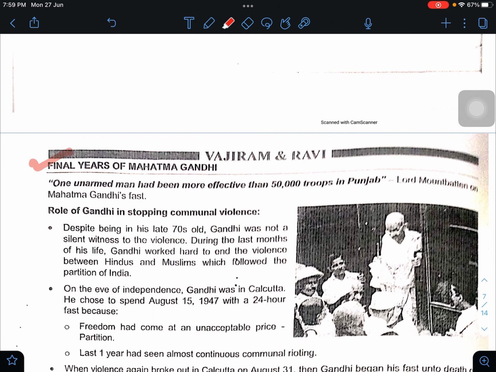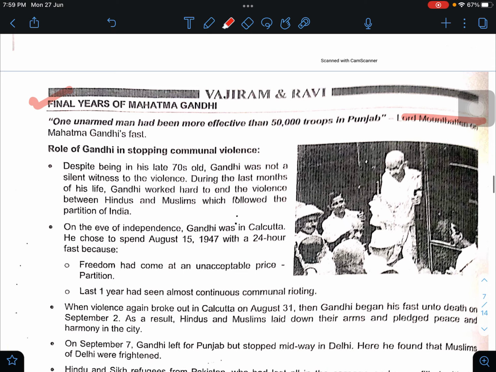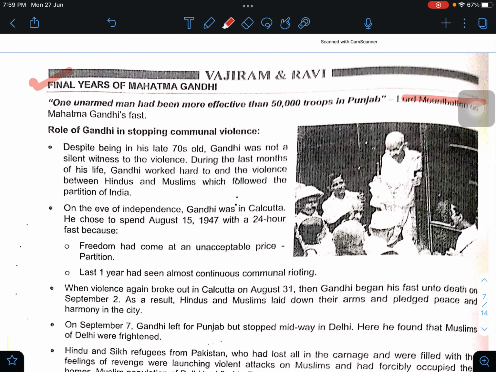One unarmed man had been more effective than 50,000 troops in Punjab. This was said by Lord Mountbatten on Mahatma Gandhi's fast. Role of Gandhi in stopping communal violence. Despite being in his late 70s, Gandhi was not a silent witness to the violence. During the last months of his life, Gandhi worked hard to end the violence between Hindus and Muslims which followed the partition of India. On the eve of independence, Gandhi was in Calcutta.